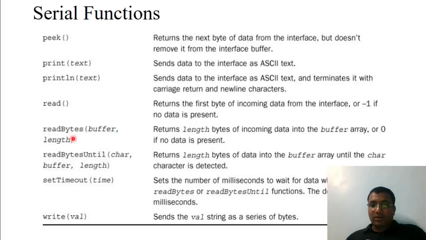readBytes(buffer, length) returns the number of bytes of incoming signal read into a buffer array, or 0 if no data is present. readBytesUntil(character, buffer, length): we put the arguments for this function as a character, a buffer and a length. So it will read the buffer till it finds the character. setTimeout sets the number of milliseconds to wait for the data when using the readBytes or readBytesUntil function. By default it is 1000 milliseconds, 1 second, right? Then value.